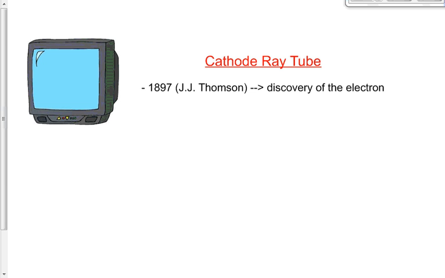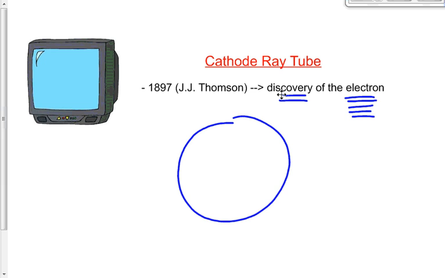J.J. Thomson comes around, though, in 1897, and for the first time discovers that there is something smaller than the atom. There are these electrons floating around inside the atom. In fact, his conclusion, after he did an experiment, which we'll tell you about in just a second, was that the atom consists of not just negative charge, but positive charge as well, a sea of positive charge.